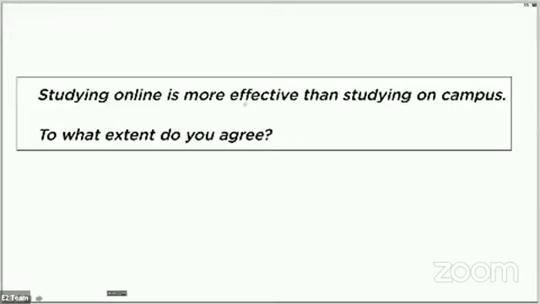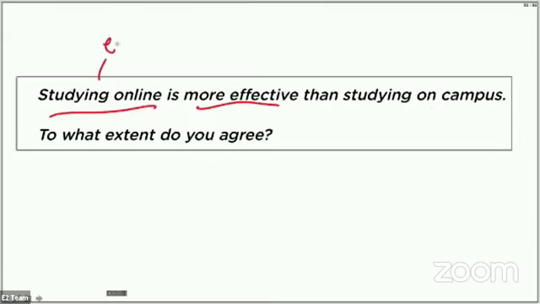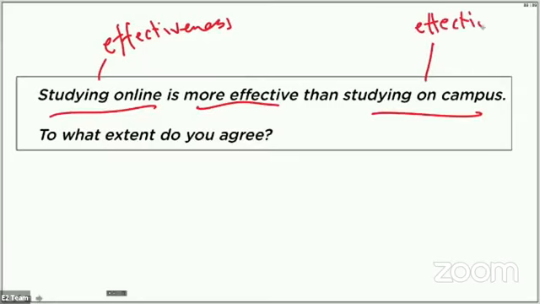Okay, again, studying online is more effective than studying on campus. So I'm going to write one paragraph about studying online's effectiveness, okay? And I'm going to write one paragraph about studying on campus's effectiveness. Now, I can't talk about convenience or cost saving because that's not what it's asking me about. It's about asking which one is more effective. And then I also have to say to what extent do I agree or disagree. So in my conclusion, I will also put my opinion. Cool. Right. That was pretty tricky stuff.